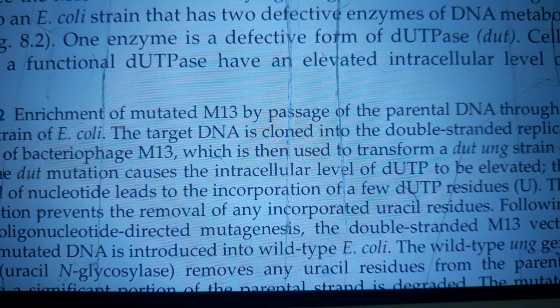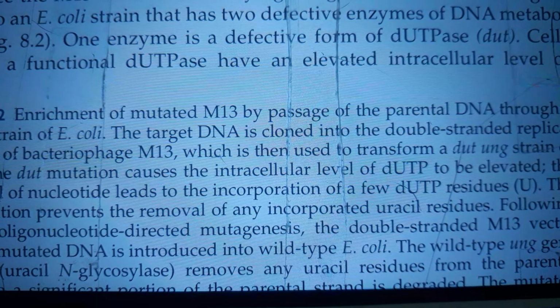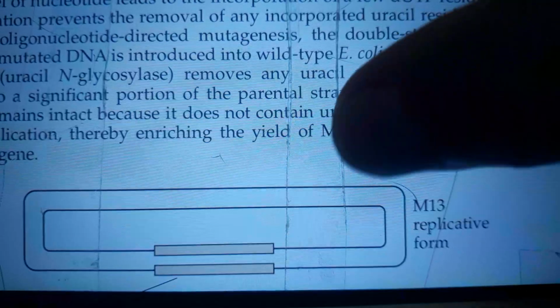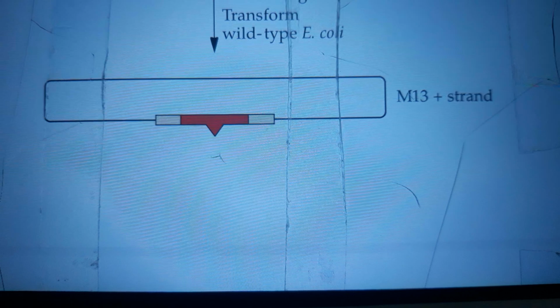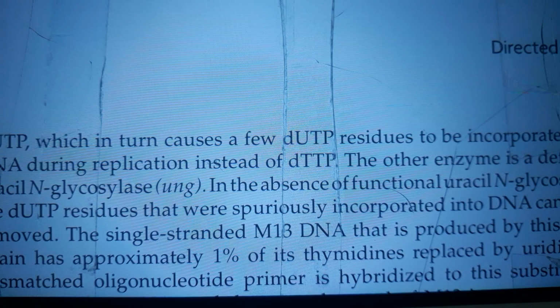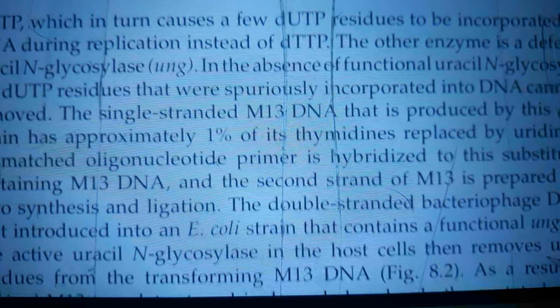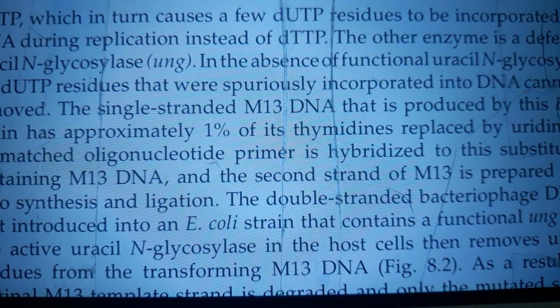For example, one approach is to introduce the M13 viral vector carrying the gene that is to be mutagenized into an E. coli strain that has two defective enzymes of DNA metabolism. One enzyme is a defective form of dUTPase. Cells without a functional dUTPase have an elevated level of dUTP, which in turn causes a few dUTP residues to be incorporated into DNA during replication instead of dTTP.